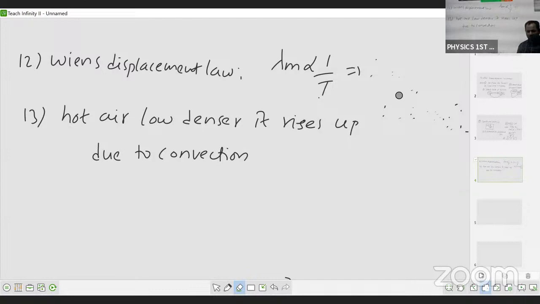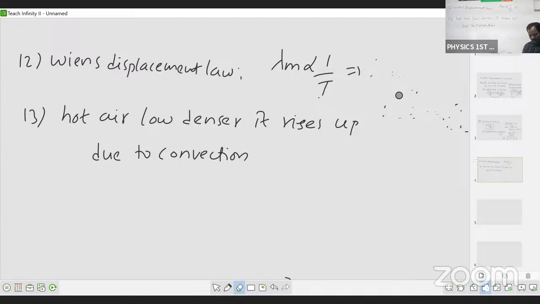Just wavelength of radiation is inversely proportional to absolute temperature, point number 1. Next, lambda m is inversely proportional to T. 2 lines, 2 marks. Remove proportional, means constant. Again, units. This is the 2nd, 12th and 13th question.